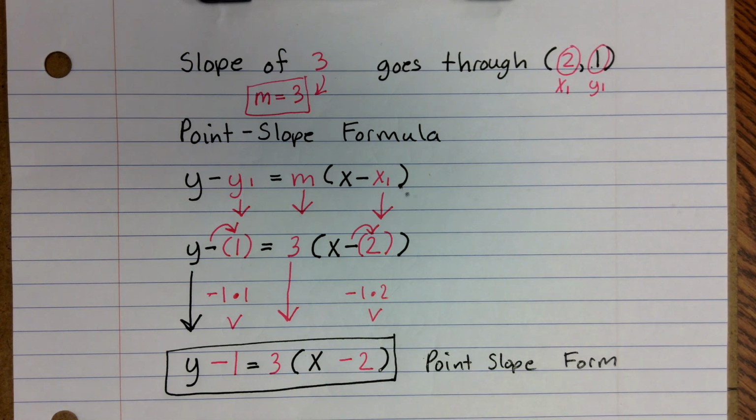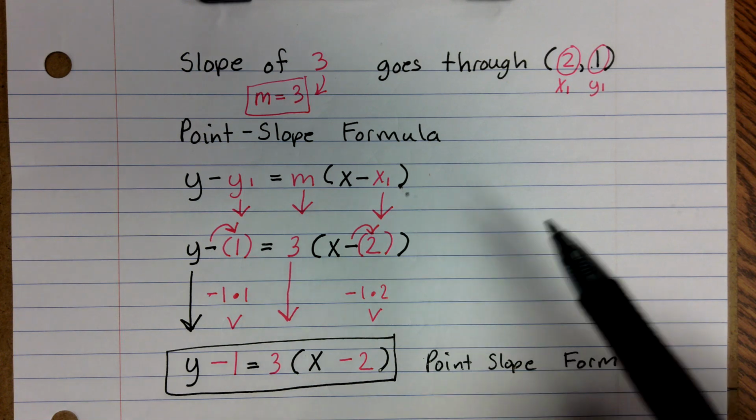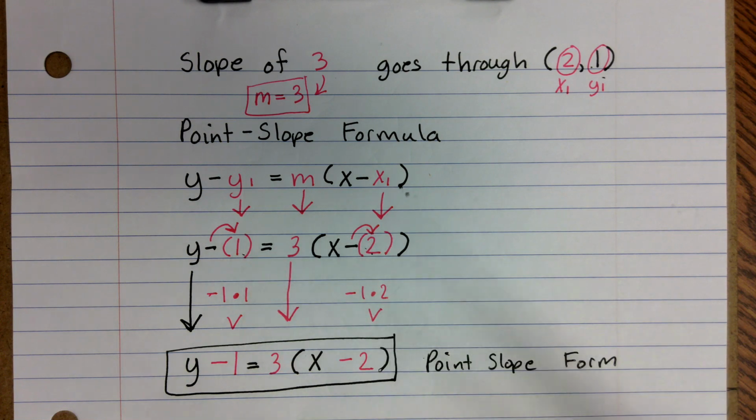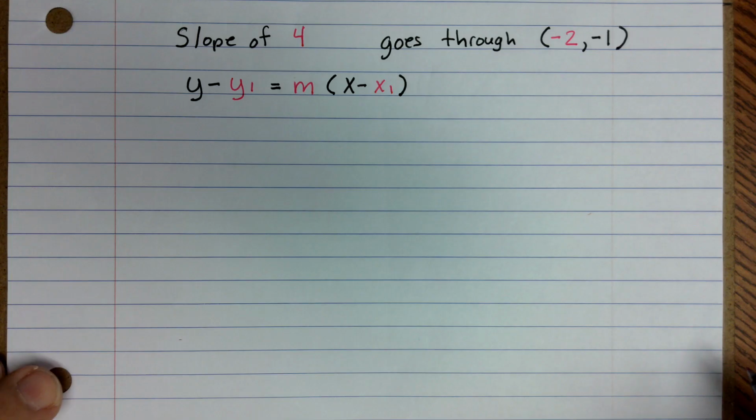Now I'm going to give you one more example so you can see why I was telling you that you should always put the x and y value in parentheses when you're substituting it in. I want to show you an example where it would be important to have it. So I'm just going to make up a random problem.